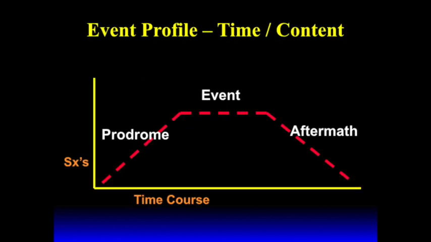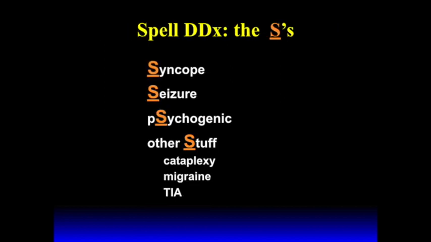Let's talk about the profile for the event. And this is really where we get the takeoff for the algorithm. We're going to divide the event into a prodrome, the event itself, and its aftermath. We're going to talk quite a bit about the prodrome, quite a bit about the event, less about the aftermath. But these are the three things that I take the history on when I'm trying to figure out what kind of neurologic spell this was. Were they fainting? Was it a seizure? So we're going to really grind through it.